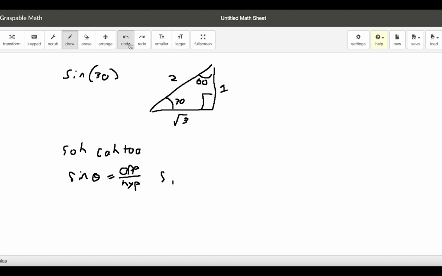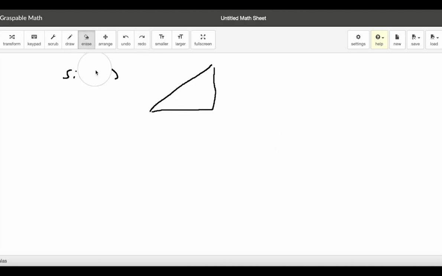Now, another example is, say you have cosine of 30. What would this equal? Looking at SOHCAHTOA again, cosine of an angle equals adjacent over hypotenuse. So cosine of 30 equals adjacent, which is square root of 3, over hypotenuse, which is 2. And that's the answer.